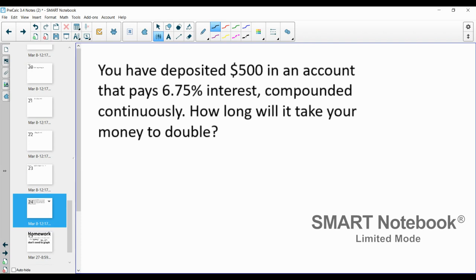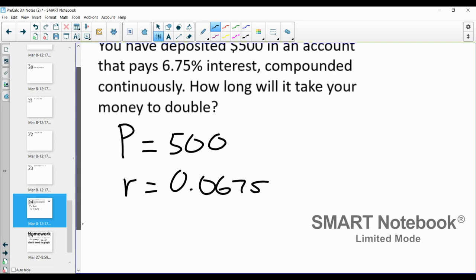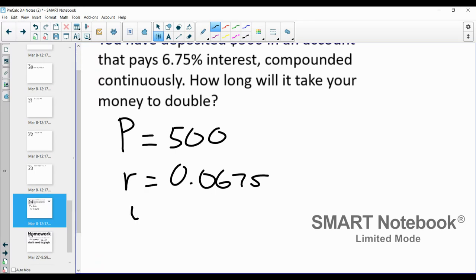Lastly, on a problem like this, we need to look at our compound continuous equation and then say, okay, this is what I have, this is what I'm looking for. Because now that we can take things out of the exponent, we might look for a thing like we have here, like we're looking for time. How long will it take? We're looking for time. And so what I have is a principal, a beginning amount, of 500. I have a rate of 0.0675. T is what I'm looking for.